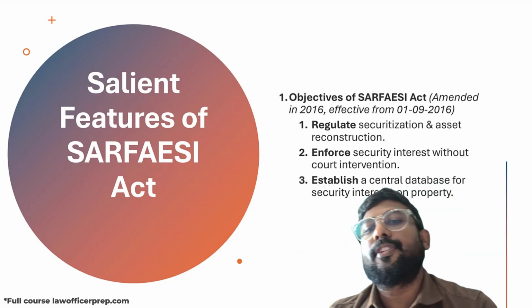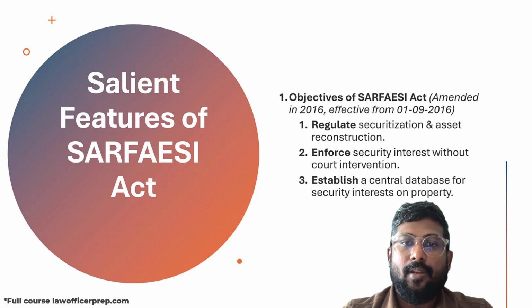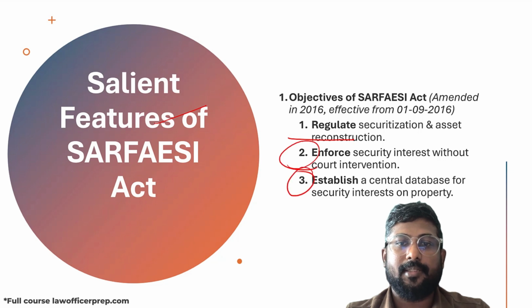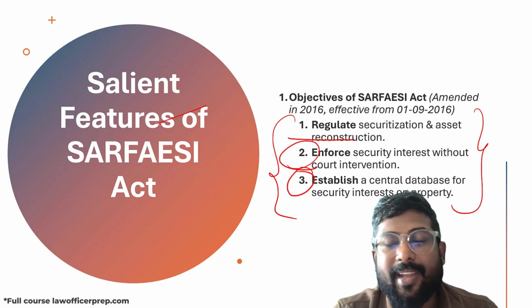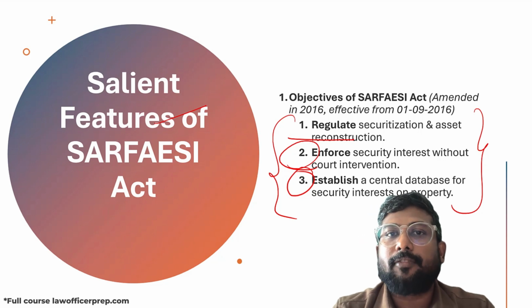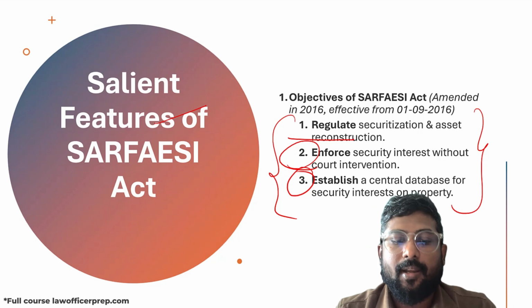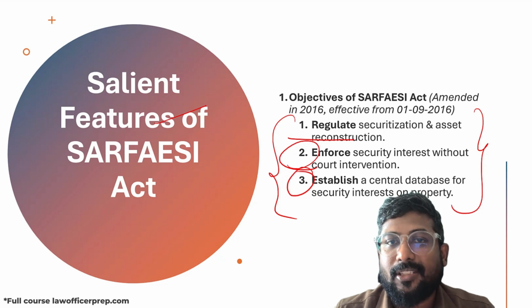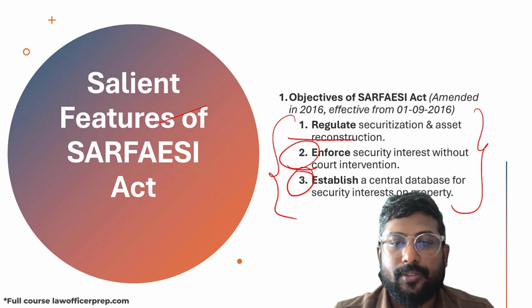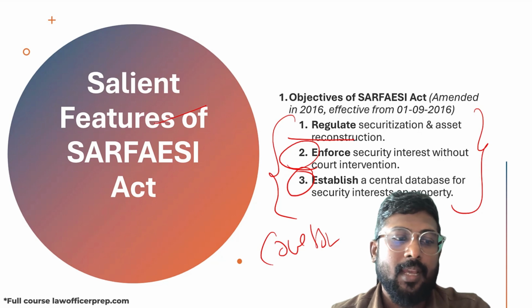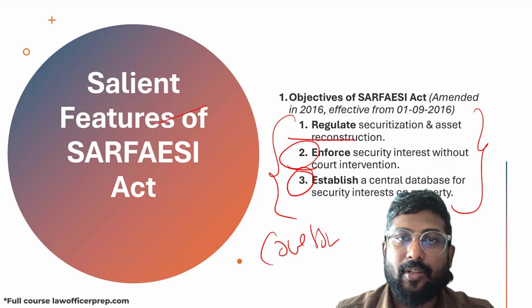Now, what are the salient features of the SARFAESI Act? It regulates securitization and asset reconstruction, enforcement of security interest, and establishes a central database. So these are the three features. That is, it regulates securitization, that is, how to sell the pooled assets of security. Next, enforcement of security interest: how the security provided as collateral for loans can be enforced by the banks without the intervention of the courts. Then, the establishment of a centralized database so that all the charges relating to the security are maintained.